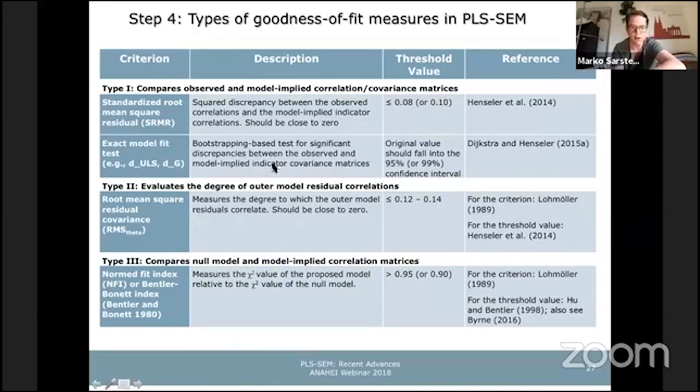There are also other ways to quantify these differences via distance measures. We're going to be talking about these. ULS and DG are just two different ways to quantify these distances.